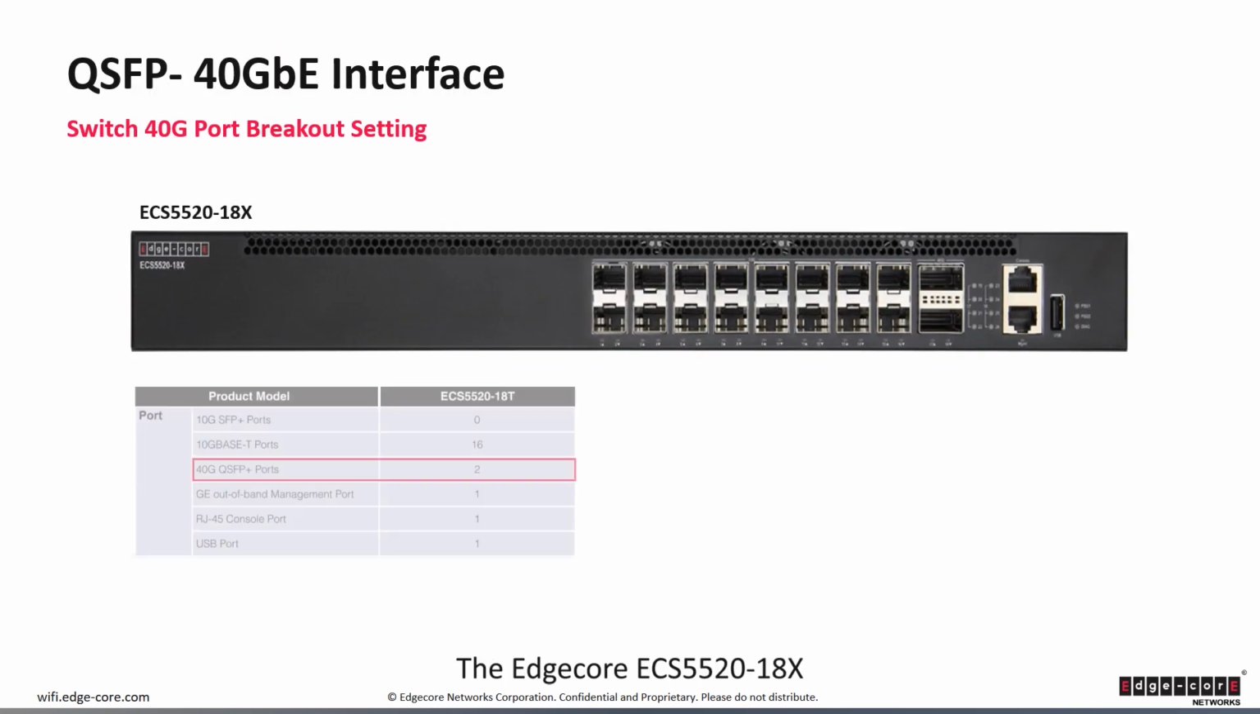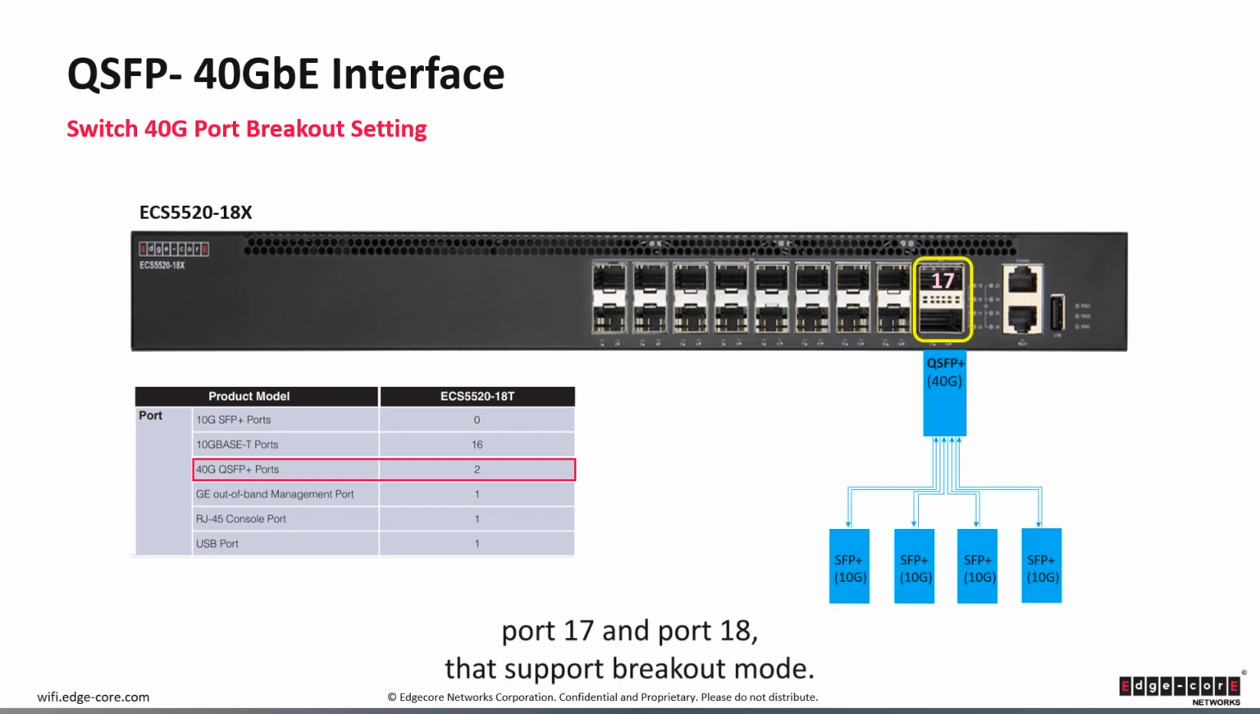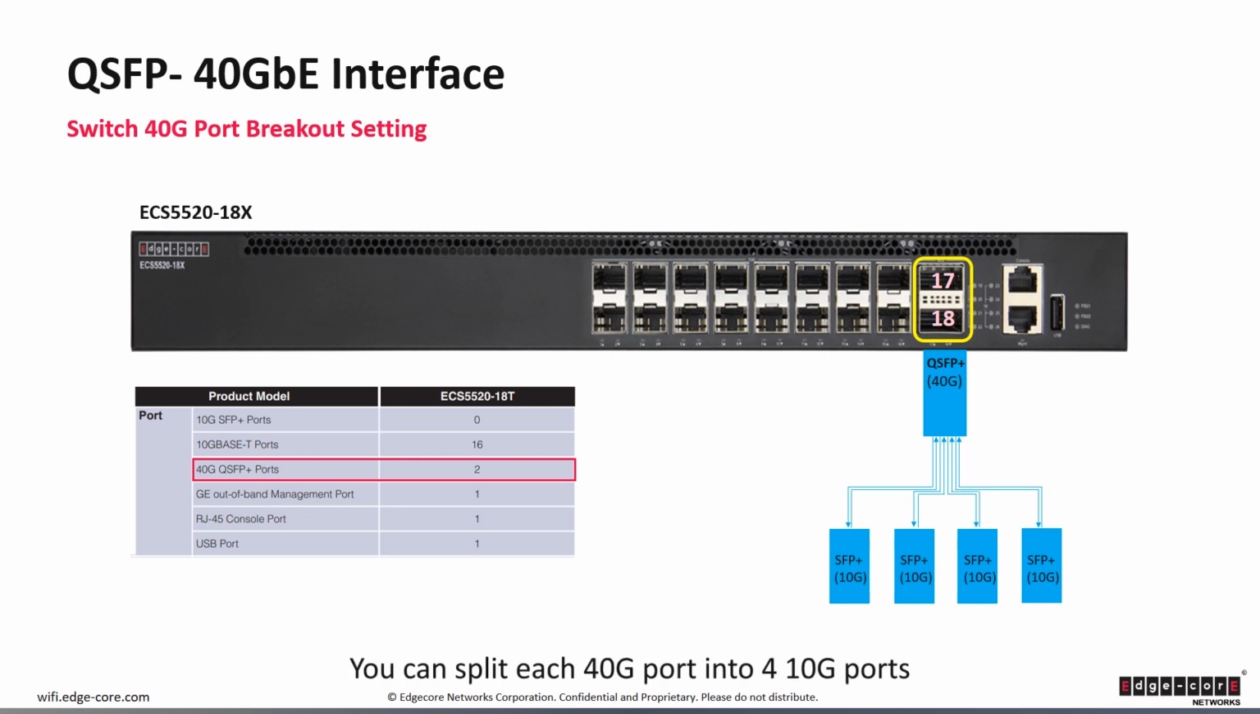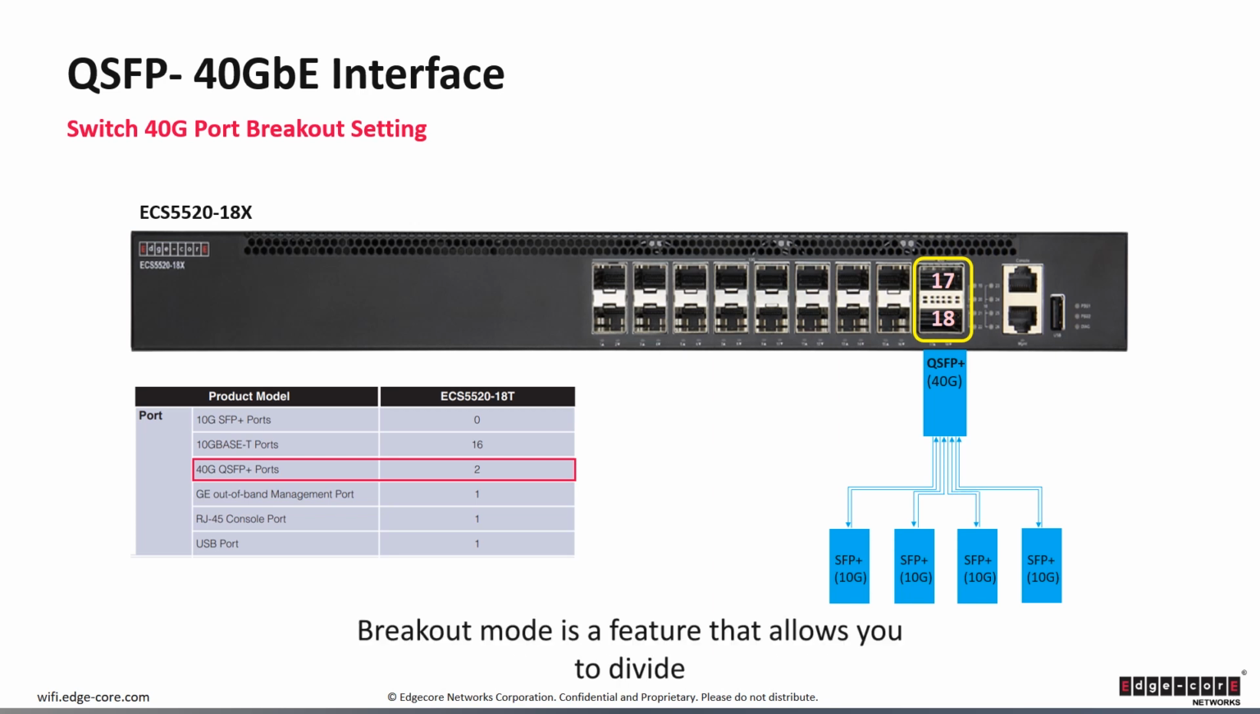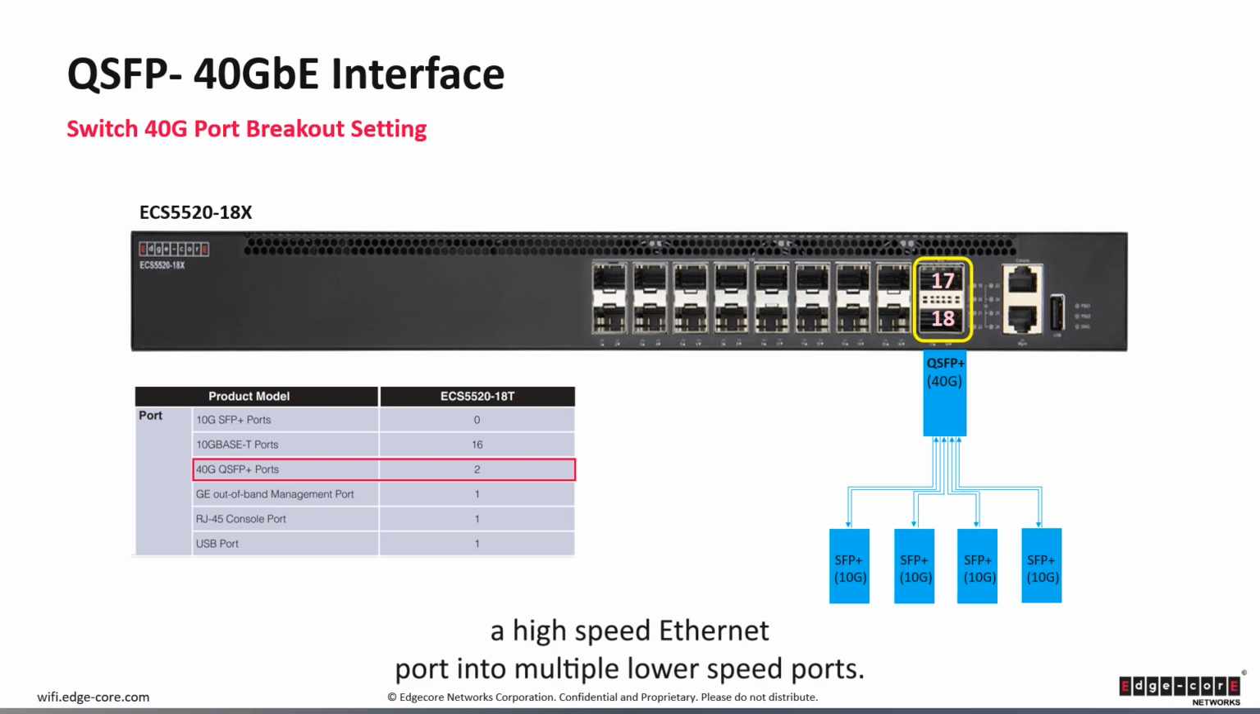The Edgecore ECS5520-18X has 2 40G ports, port 17 and port 18, that support breakout mode. You can split each 40G port into 4 10G ports using a breakout cable. Breakout mode is a feature that allows you to divide a high-speed Ethernet port into multiple lower-speed ports.